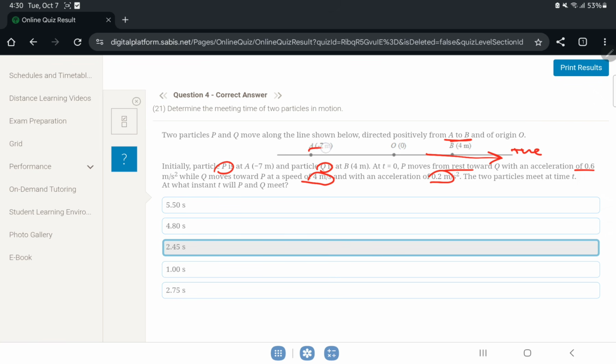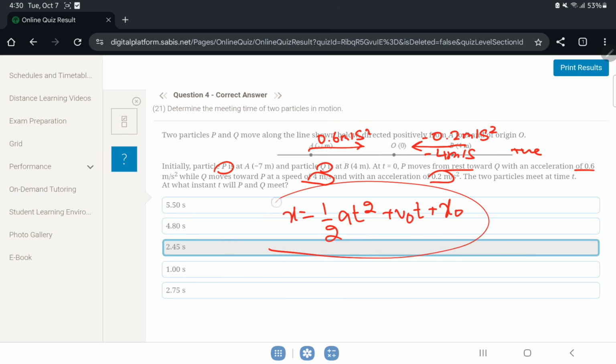That means that the acceleration of P will be positive 0.6 meters per second squared, but for particle Q, it will be negative 0.2 meters per second squared, and the velocity will be negative 4 meters per second. Now, the UARM rule that satisfies all of these givens is this one. X is equal to 1 over 2 AT squared plus V initial t plus X initial. Now we must plug in the values for both P and Q individually and take those two equations and make them equal to each other to find time.